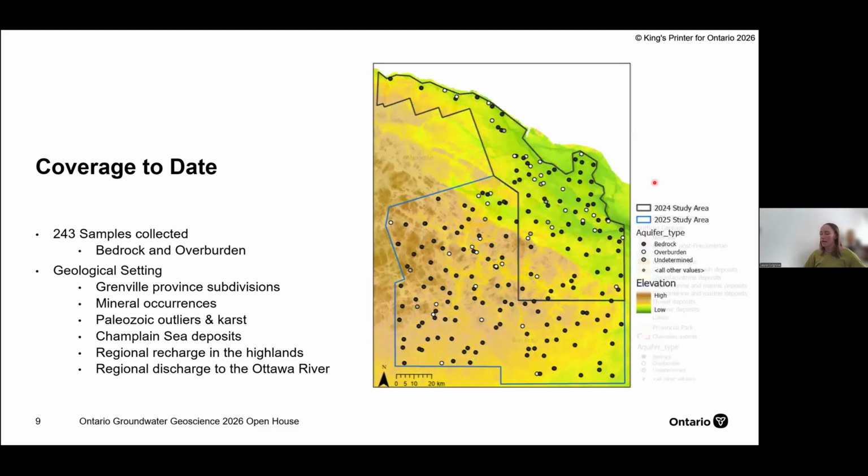And finally, we've got a regional recharge zone in the area. So there's a major topographic high around Algonquin in the west here. They call it the Highlands. And then the Ottawa River, which is the northern boundary of the study area, is going to be a regional discharge zone. So we might be seeing different chemistry along that flow path.